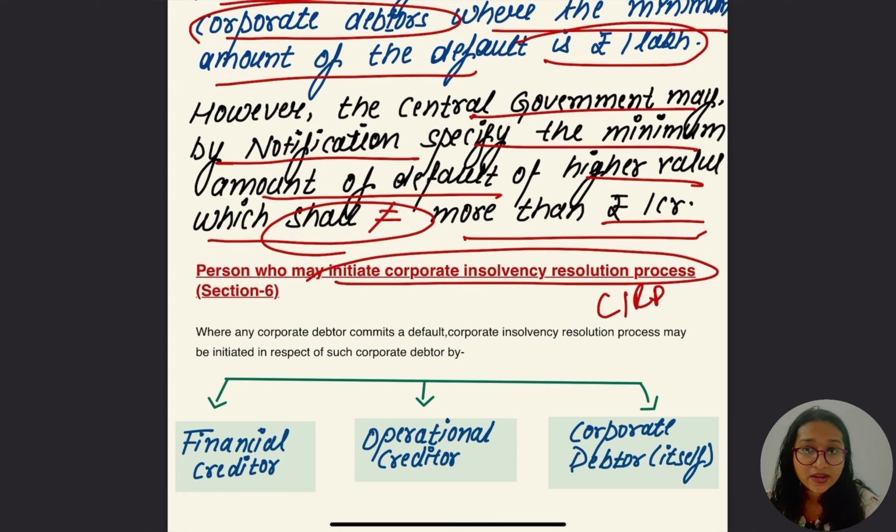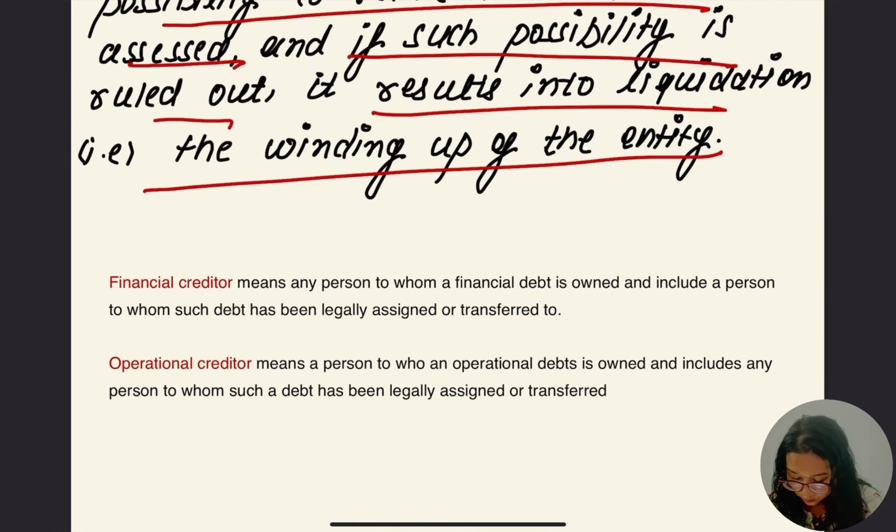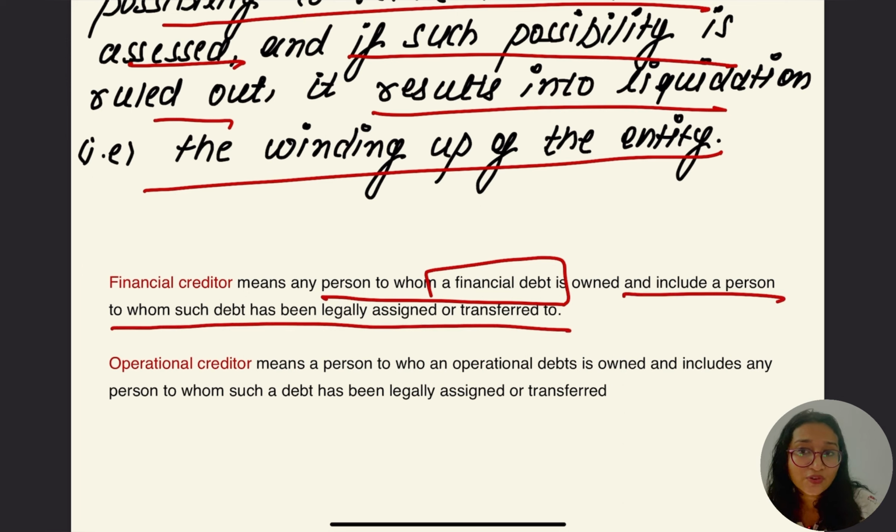Let's find out the meaning of financial creditor and operational creditor now. Financial creditor means any person to whom a financial debt is owed, and includes a person to whom such debt has been legally assigned or transferred.